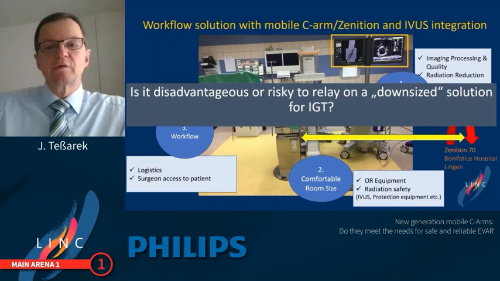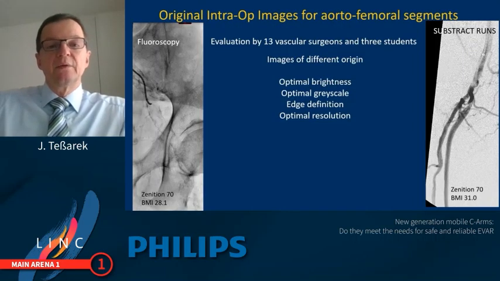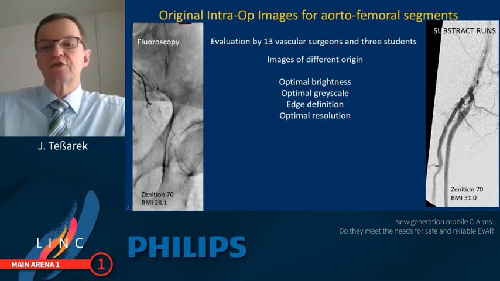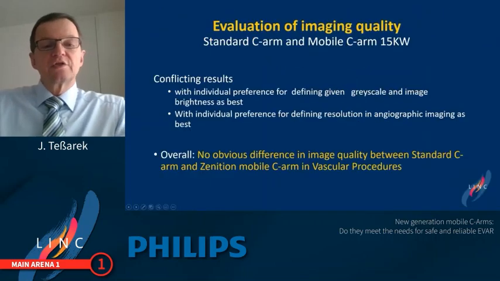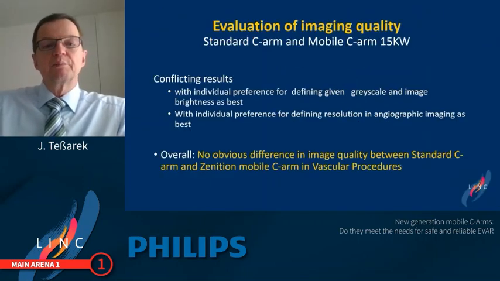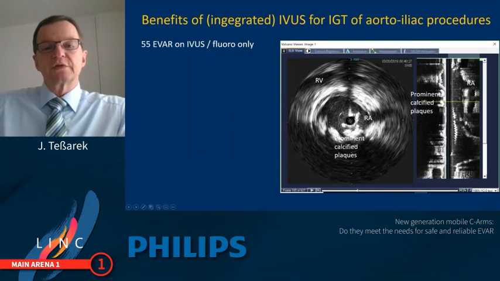The question is, can we rely on this downsized solution the same way as the other? Well, we asked 13 vascular surgeons and 3 students to evaluate fluoroscopic images from the Sillesen and angioruns from the Sillesen with images from different origin. And it was interesting to see that besides the individual preference for the grayscale in image brightness as best or different resolution in angiographic imaging as best, there was obviously no difference in image quality between the different sources.